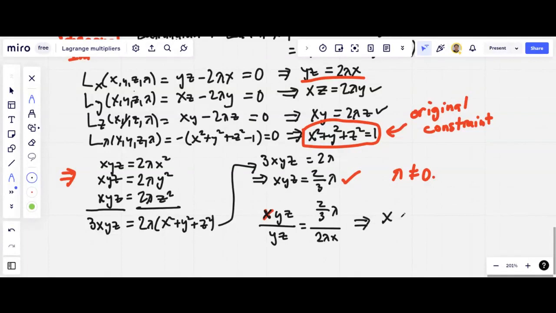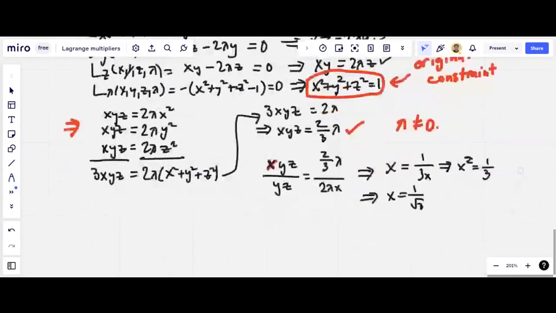From this, we get x is equal to, the lambda will cancel out, the 2 will cancel out, so this will give us 1 over 3x. And from here, by multiplying both sides by x, we get x squared is equal to 1 over 3, from which we get the value x equal to 1 over square root of 3.